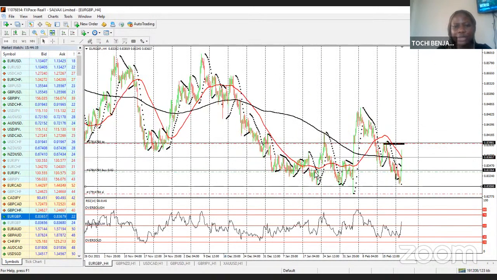This is H4, and based on this time frame, how many touches have we already gotten? This is the first touch on this zone. This is the second touch on this zone. This is the third touch on this zone. Now, price has started falling from a high.